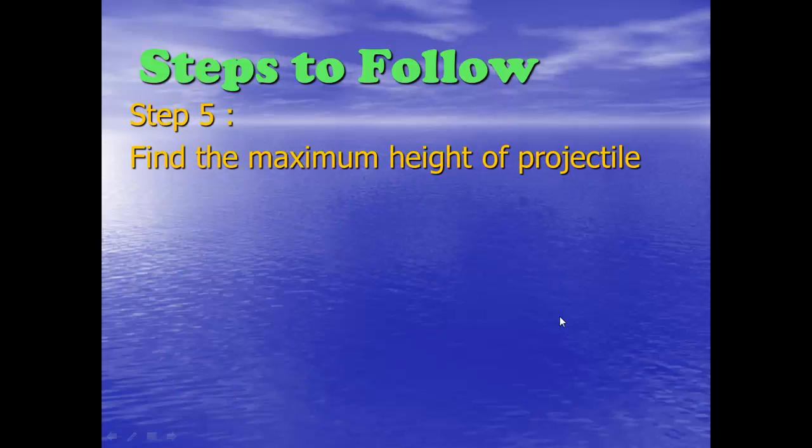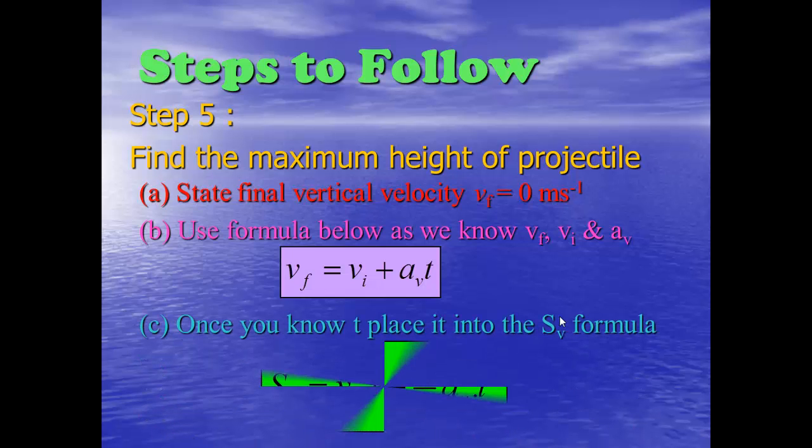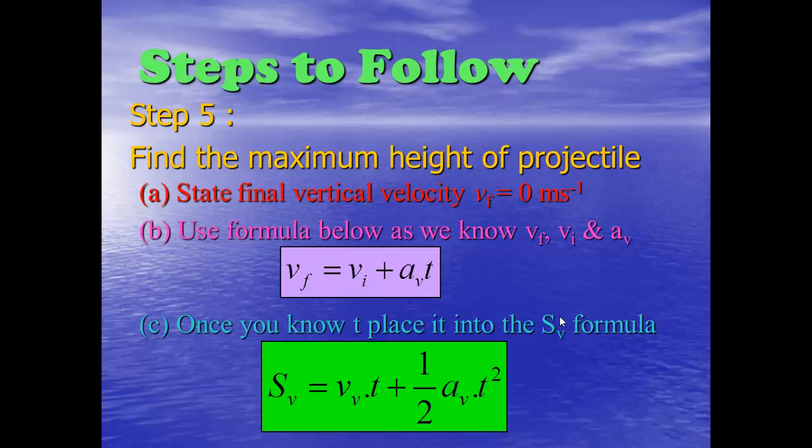The final thing that we might want to find is the maximum height of the projectile. When we're launching something into the air, when it gets to the topmost point, it's only going to have horizontal velocity. It doesn't have any vertical velocity because it's not going up or down anymore. So we can use that formula in B, making the final vertical velocity equal to 0. We know the initial velocity, we know the acceleration, and that will allow us to find the time. Then once we know the time, we can place that back into this formula here to work out how high it actually is. Those are all the things that we will need to consider.